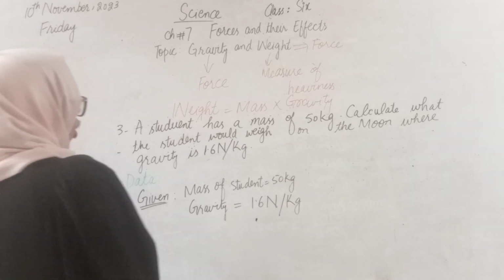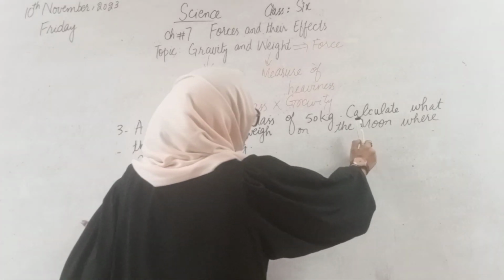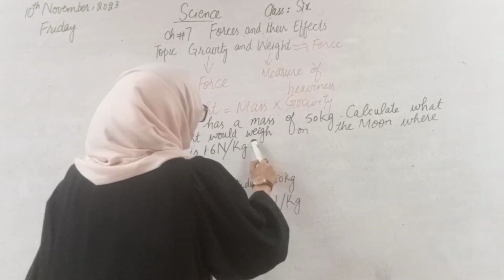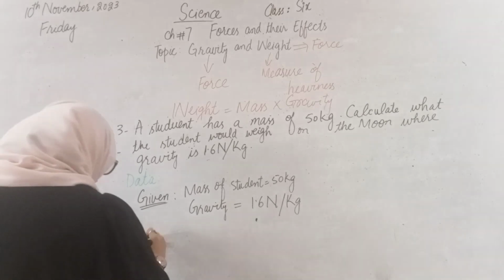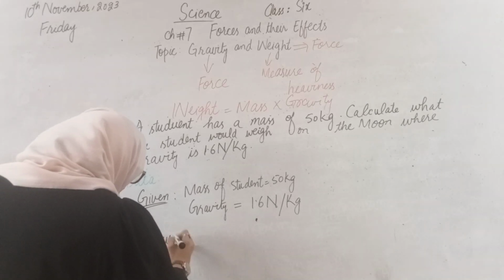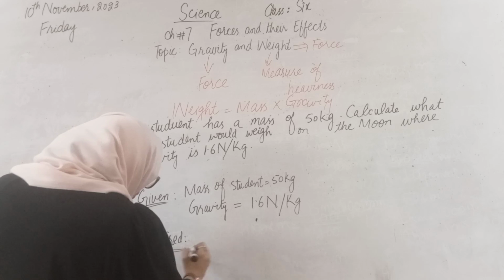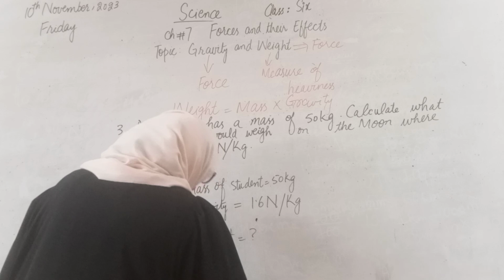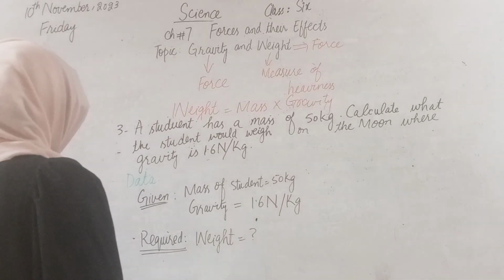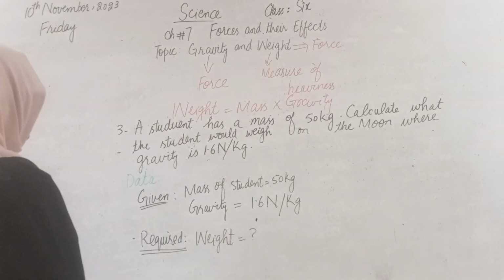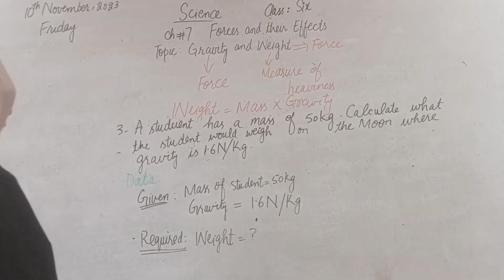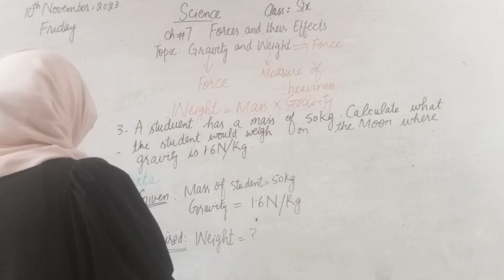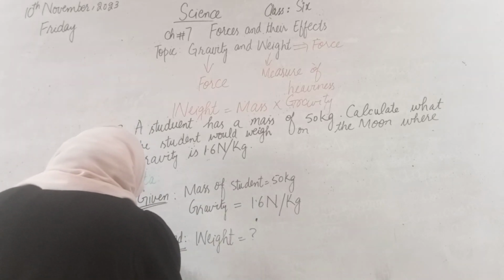And we will write the required things. We can get an idea of the required things by reading the statement. Calculate what the student would weigh. We have to find the weight. So we will first mention required: we require weight. We don't know the weight. Okay, we will solve this numerical by getting an idea from the required and given things, by the data as well, and we will now mention the solution.